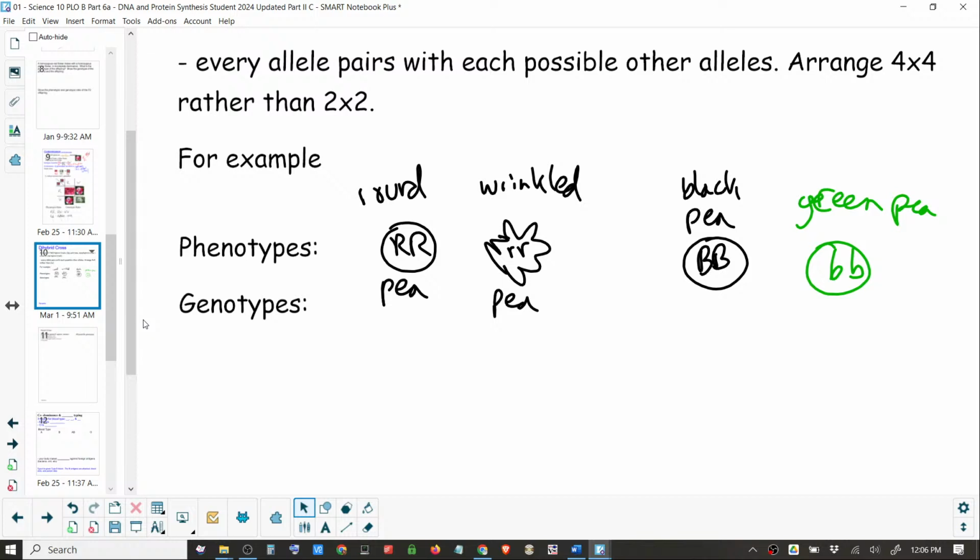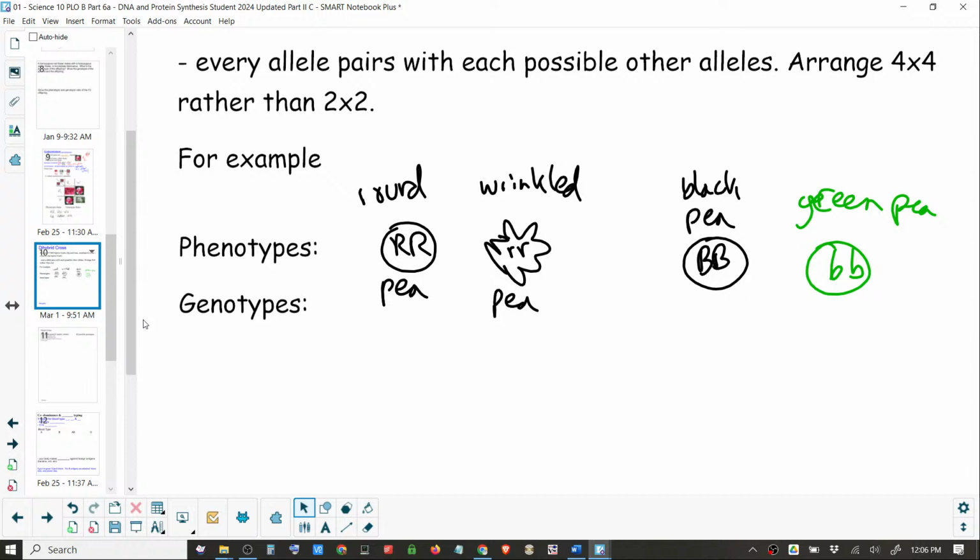They're both the same species. One of the characteristics that you can get out of it. We also have a black pea, and that pea is a green pea, which clearly is recessive by the lowercase b. So those are our genotypes.